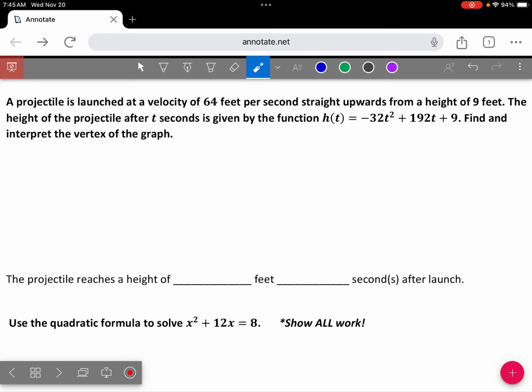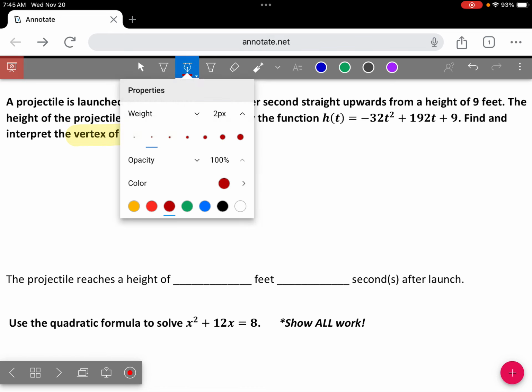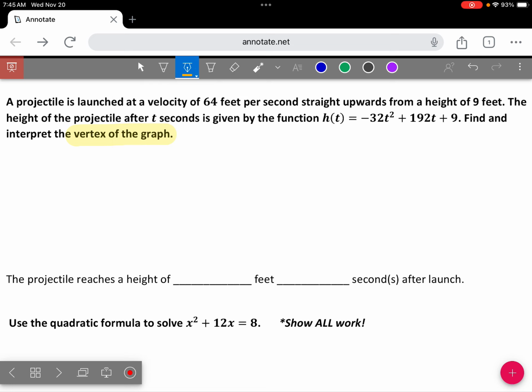All right, so number 7 has a whole lot of story in it. We've got a projectile, it's launched, we've got a whole lot of stuff. We're given an equation. We are asked to find, first thing, the vertex. How can I find the vertex on a graph or on an equation? It's actually how we started this chapter.